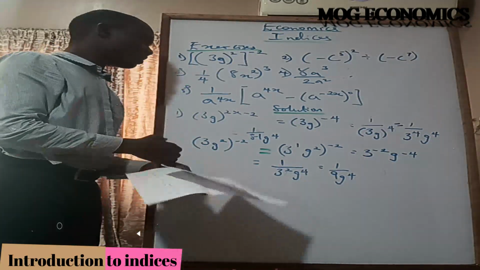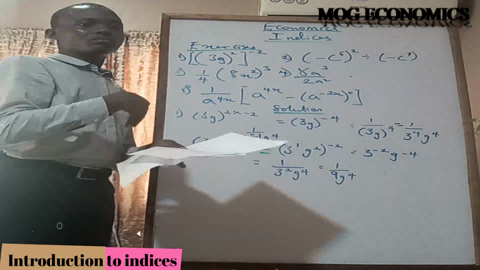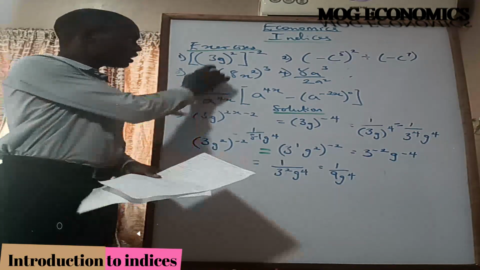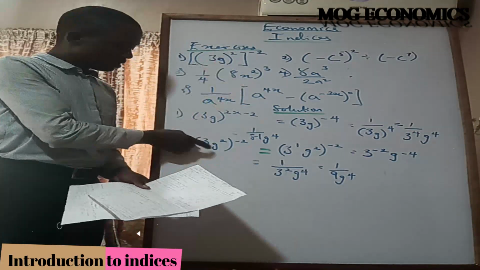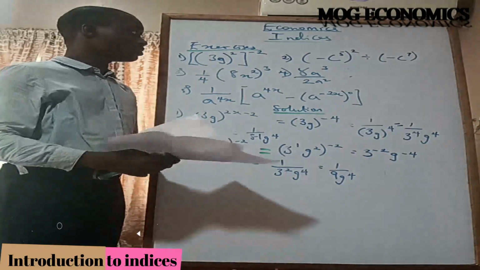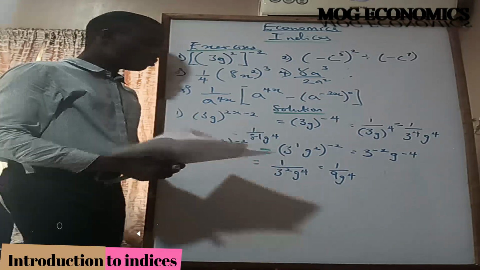But always look at it: does the index affect all the elements in parentheses or not? So you can see how this one and this one can give you different answers, and they should give you different answers. For this other one, it looks complicated, but it's pretty simple.